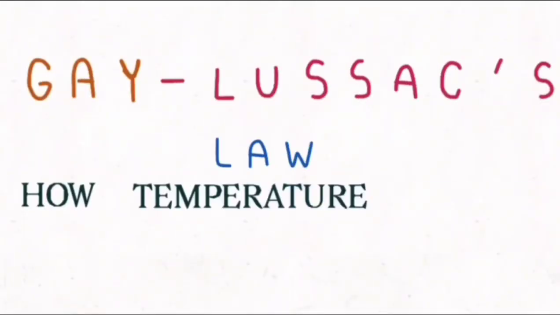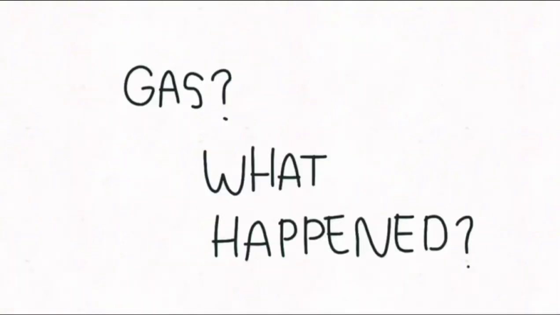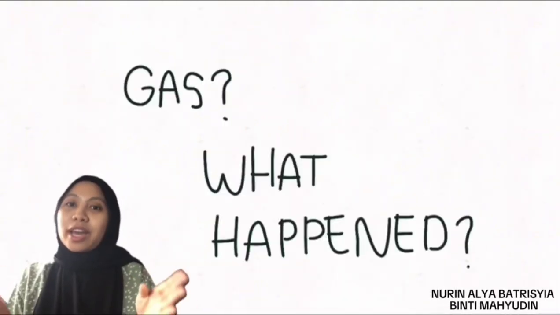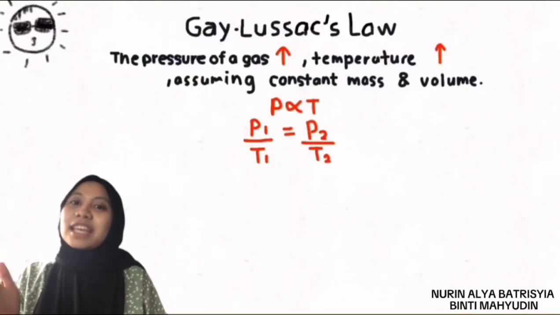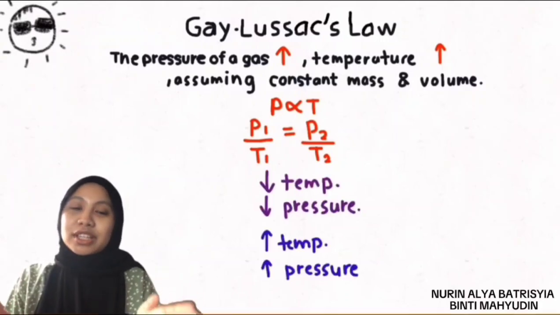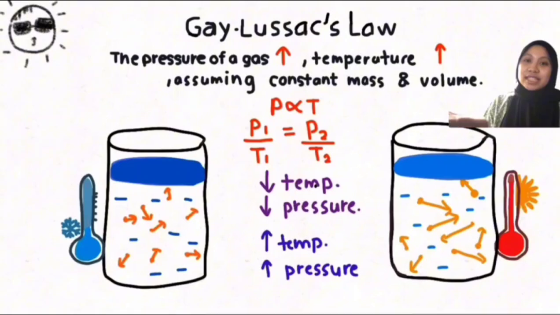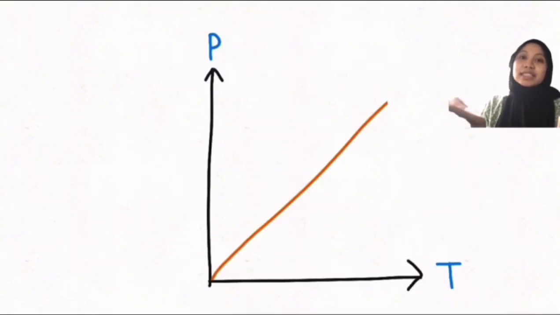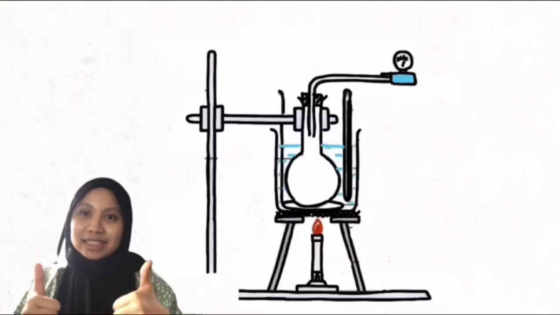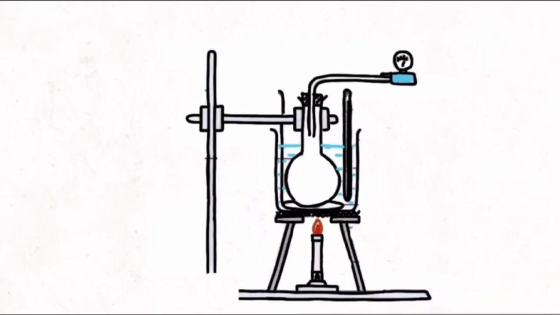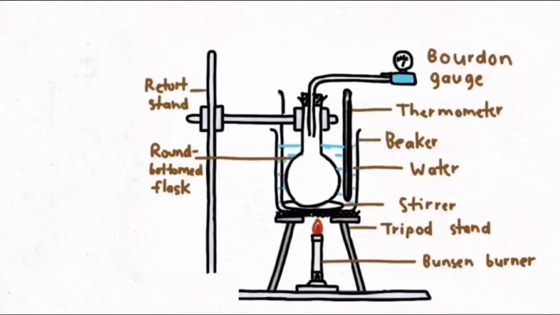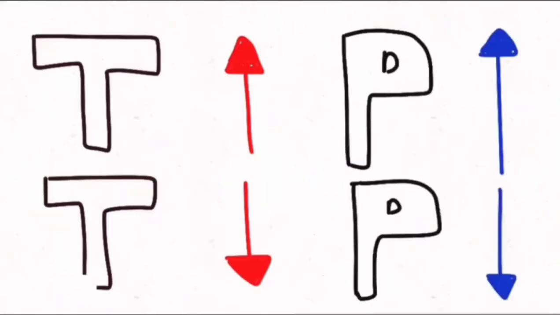Next, we will talk about Gay-Lussac's law. Have you ever wondered what happens to a gas when you heat it up? Gay-Lussac's law explains how pressure and temperature are related for gases. It states that as the temperature increases, the pressure also increases, as long as the volume is constant. Here is an example of an experiment using the concept of Gay-Lussac's law. If the temperature increases, the pressure also increases, but the volume stays constant.